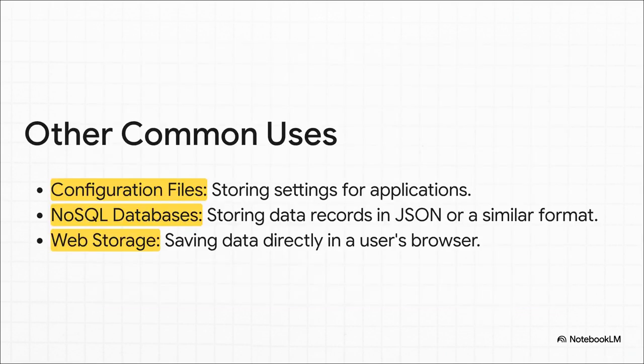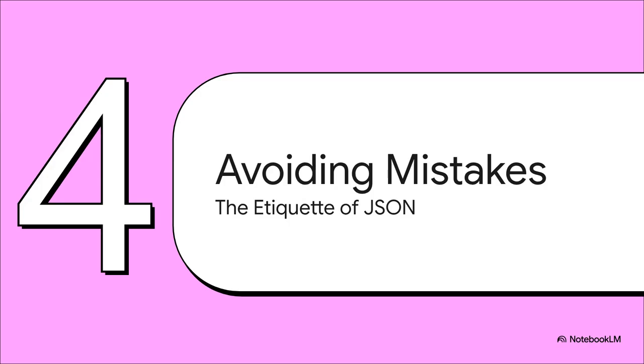But it's not just for APIs. Not by a long shot. JSON is also the go-to format for configuration files. If you've ever worked on a web project, you've definitely seen a package.json file. It's also huge in the database world. Modern NoSQL databases like MongoDB are literally built to store data in a format that's basically JSON, which makes them super fast and flexible.